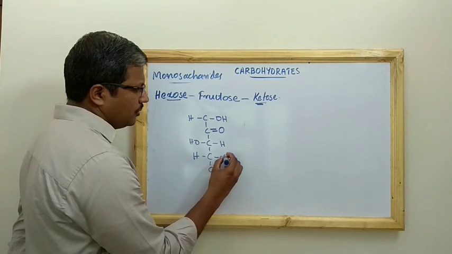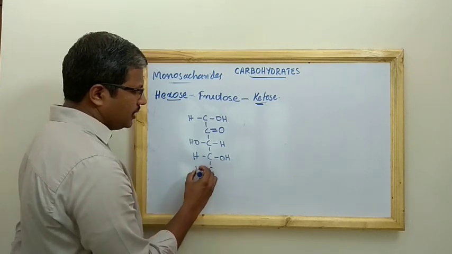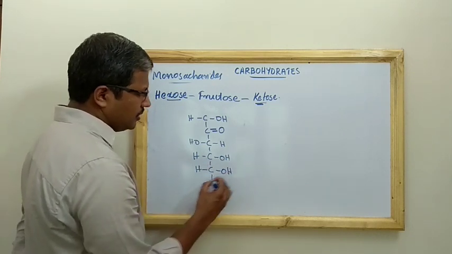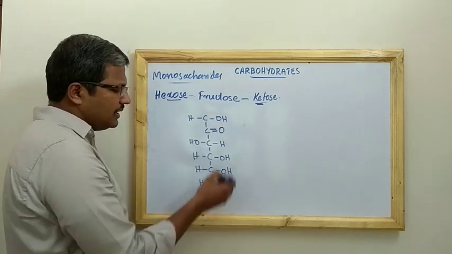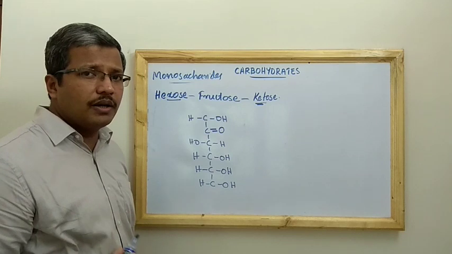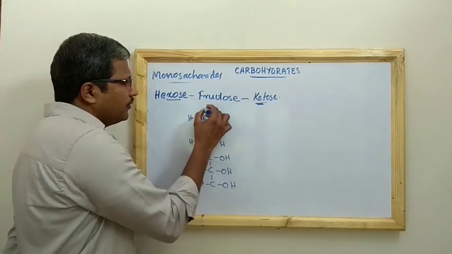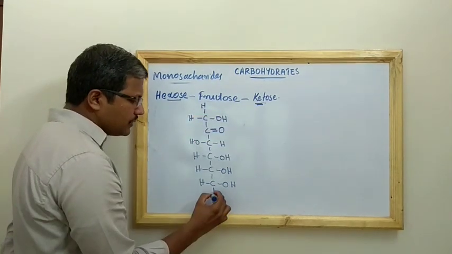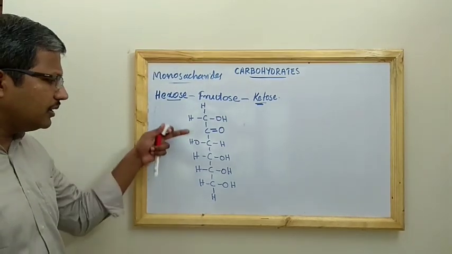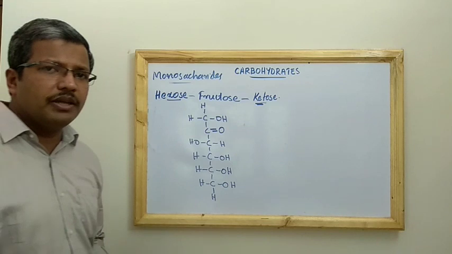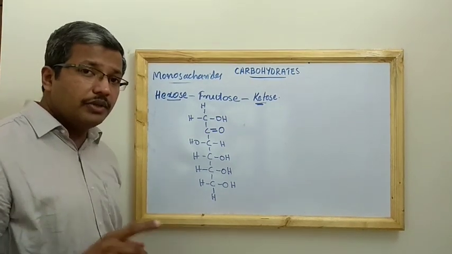H, OH, then H, OH, H, OH. So we know that the first and ultimate carbon is now having a valency unfilled, so we will be just filling it with the hydrogen. Okay, now let us see how this particular fructose will be forming the ring structure.